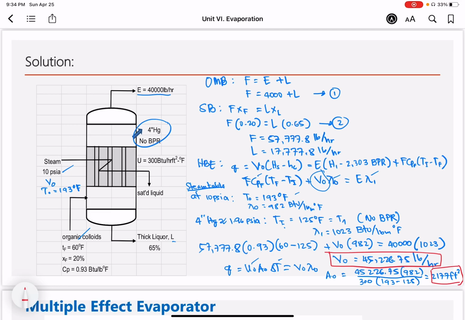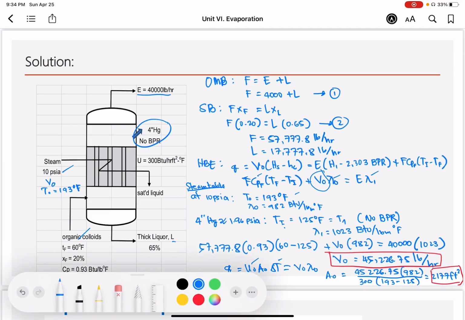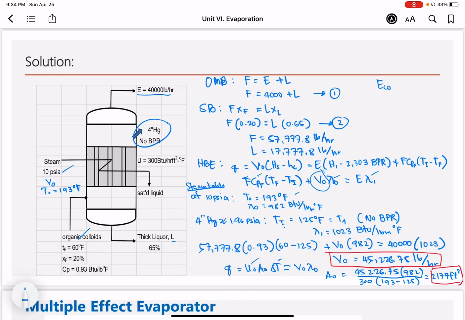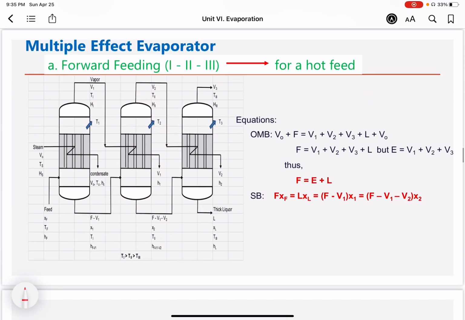Okay, last is we need to find the economy. Economy is given as E over VO, or that is your 40,000 over your 45,226.75, and you get your economy to be around 0.88. Okay, so it's just basically your evaporator calculation. It's more on just knowing the exact equation and doing material or heat balance. Okay, now let's go to multiple effect evaporator.